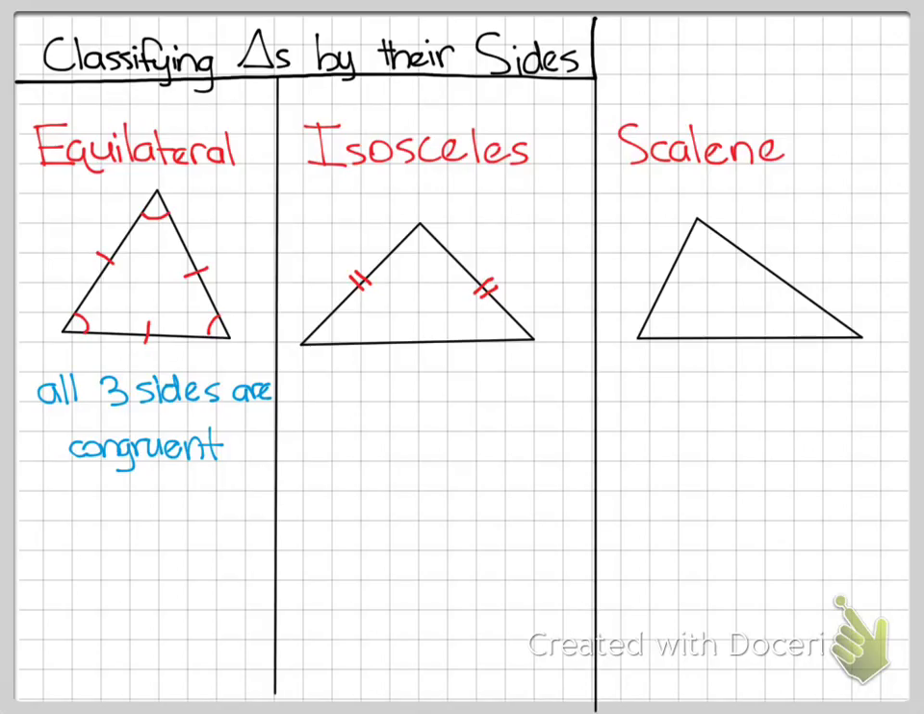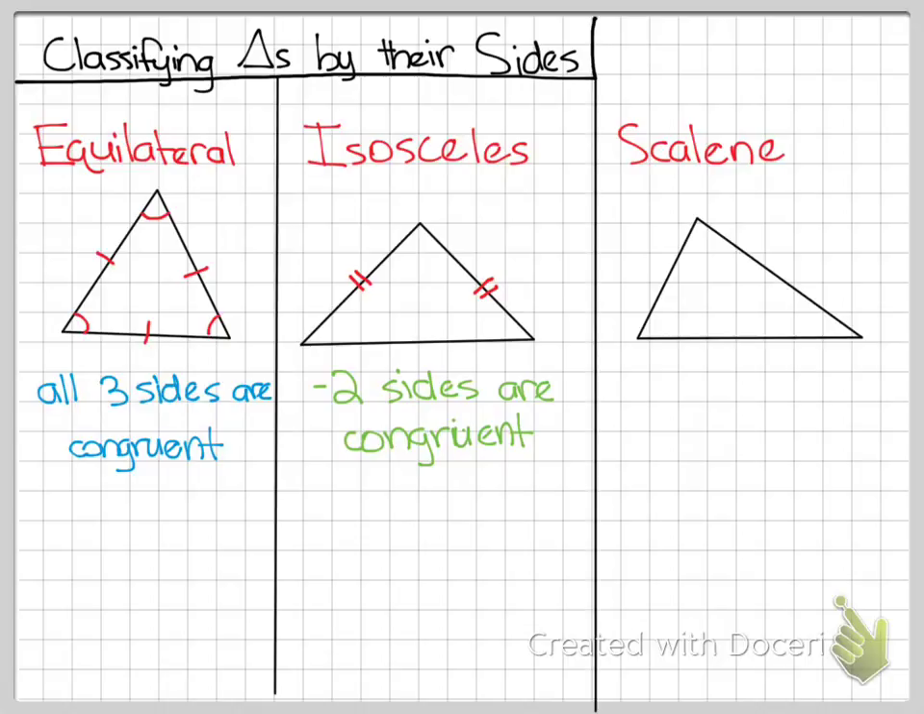The next thing is an isosceles triangle. In an isosceles triangle, two sides are congruent. So just two sides are congruent in an isosceles. Whoops. So that's an isosceles triangle.